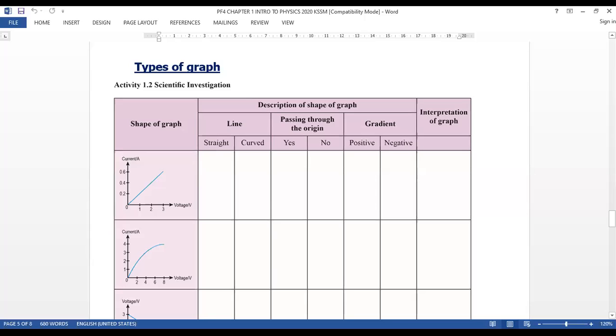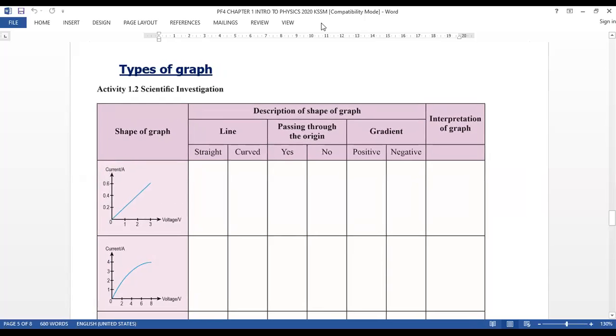Okay, look at the first one. Let's solve this together. Look at this line graph. Current against voltage. Is it a line graph, straight or curved line? It's a straight line. Passing through the origin, yes. Gradient positive or negative? This is a positive gradient.